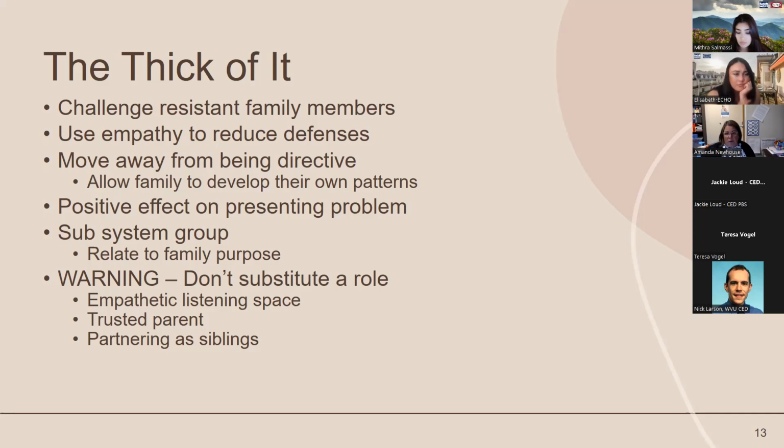Don't substitute a role. This is really important for family therapists, to not substitute a role, right? It can be very difficult when you're working with those different subsystems. So if you're being really empathetic and listening, maybe with the couples, and you're working initially with that unit, meeting with mom and dad separately, and then you bring them together, if you become an empathetic listening space for them, it's going to be hard to reunite them as that firm foundation.